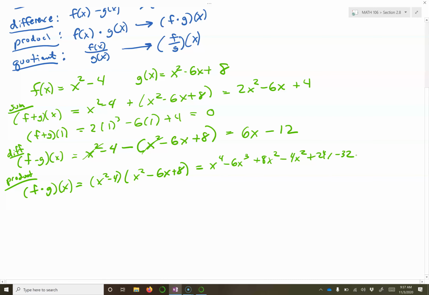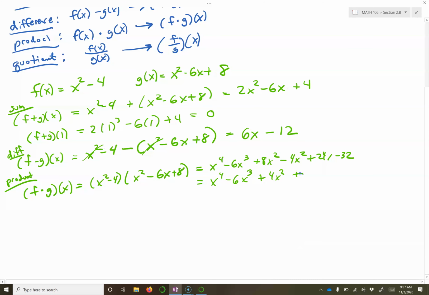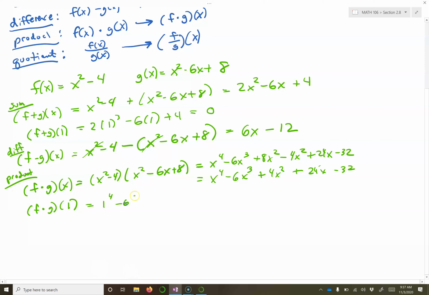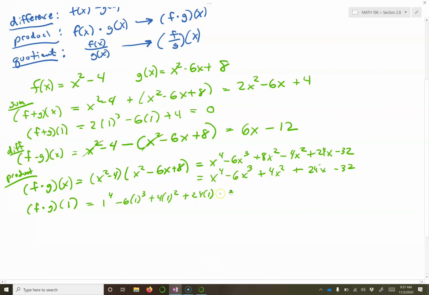Holy smokes, look at that. So I'll just put it down here: x to the 4th minus 6x cubed plus 4x squared plus 24x, that was supposed to be an x up there, minus 32. Assuming I did all that correctly, there's what the product is. So let's look at the product of 1. We're just going to plug in 1 for all those values. So you have 1 to the 4th minus 6 times 1 cubed, plus 4 times 1 squared, plus 24 times 1, minus 32.